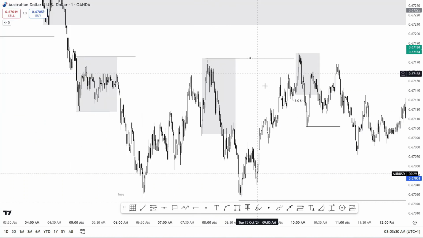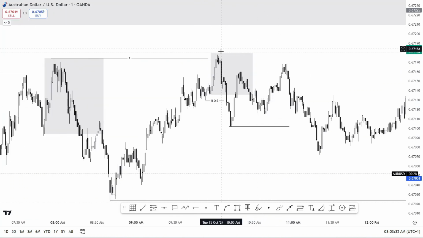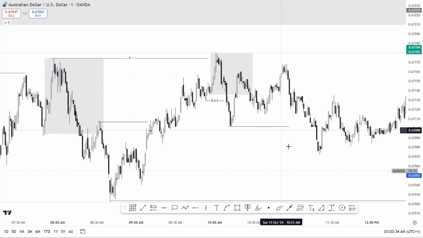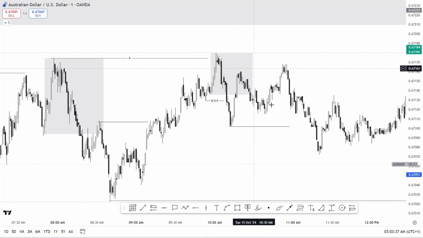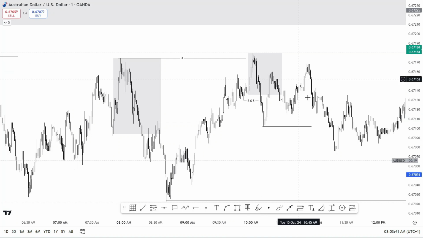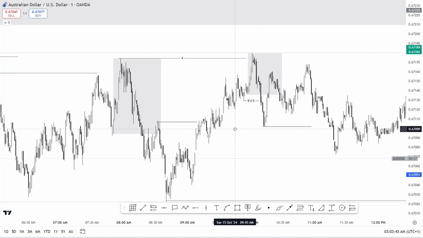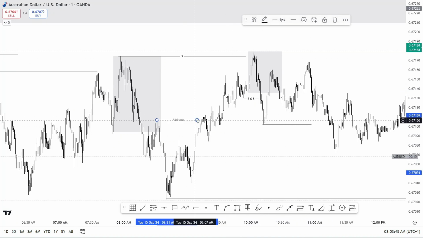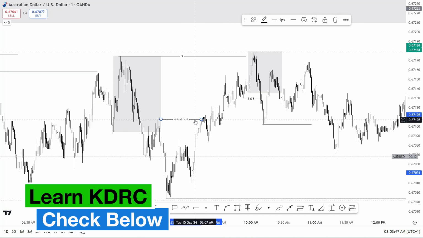Because after the inducement was taken, there was no actual confirmation for the sell. Since there's no confirmation for the sell, which means price is not willing to continue to the downside, then we start looking for what? The buying opportunity. So that's exactly what we are looking at here.